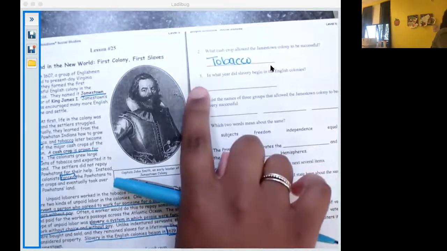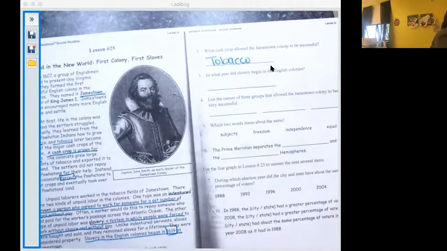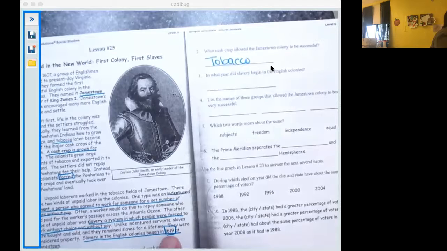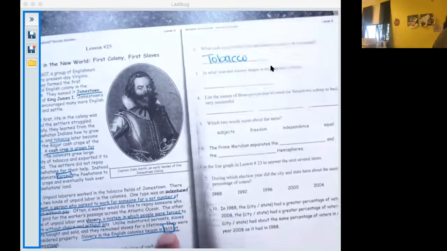Number three, in what year did slavery begin in the English colonies? We put a box around it, the year 1619.